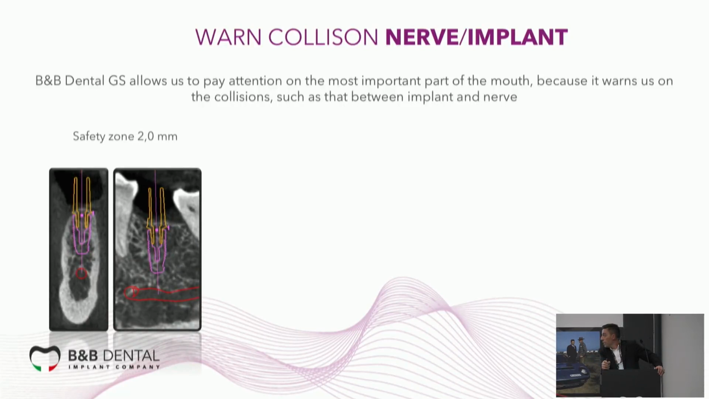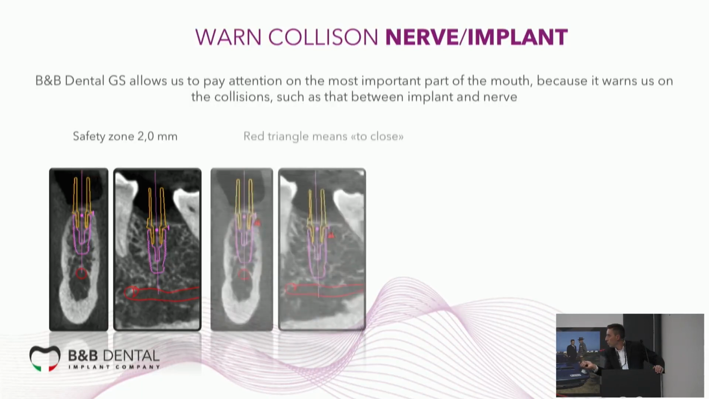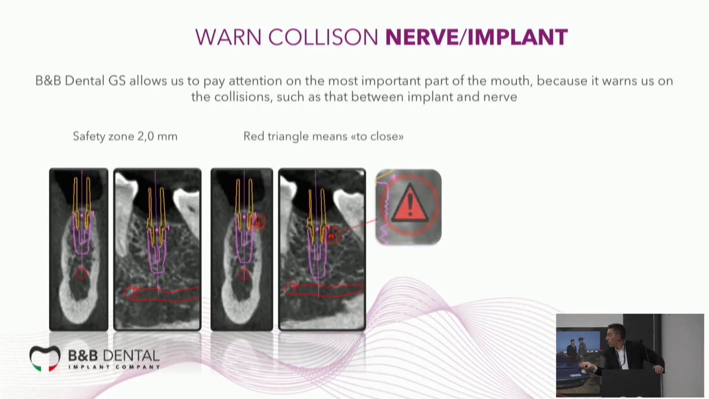So, the safety zone is 2 millimeters. I prefer to use 2 millimeters of safety zone because in this case I'm sure I don't get too close to the nerve. Red triangles mean too close, not collision, just too close. If you go 1.9 millimeters from the nerve, the software warns you about the position of the implant.